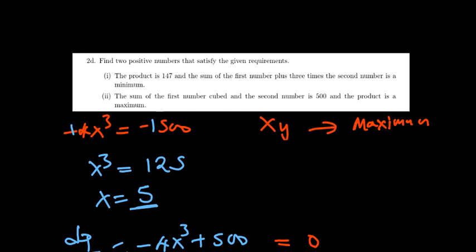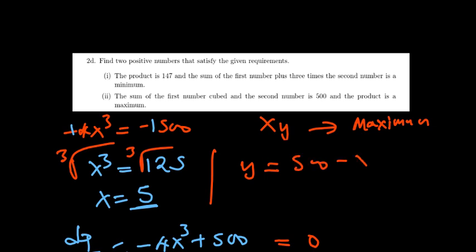You can find the y value. Remember, we're only interested in the positive values, right? In fact here it's only one value because it's a cube root, the third root. So our y value, we said y is equal to 500 minus x to the power 3. So 500 minus 125 gives us 375. So we found the two values x and y for this question.